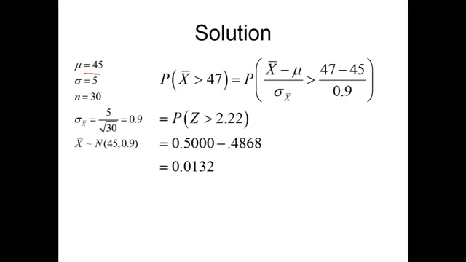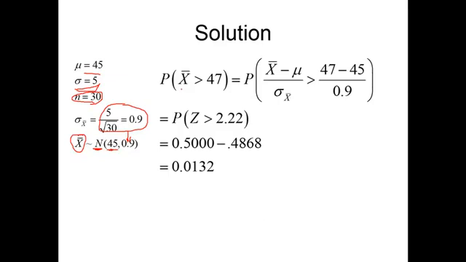All right, so mean 45, standard deviation equal to 5. We don't know how this is distributed, but we take a sample of size 30, and so we know that the sample mean is normally distributed with a mean of 45 and a standard deviation equal to the standard error of the mean, which turns out after our calculation to be 0.9.